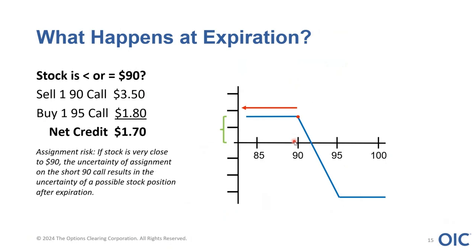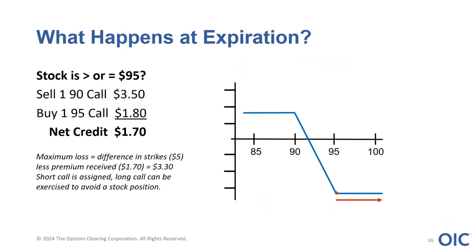If you're close to 90 and you get assigned on your 90 calls, that's going to result in a short stock position from that strike price, from 90. You're going to be selling the stock to someone else. You're going to be incurring that obligation to make that contract whole if someone else exercises that call and creates a long stock position. So below 90, both of these calls go out worthless and you keep the $1.70. If you're close to 90, you need to think about whether or not you have a likelihood of being assigned on that short call.